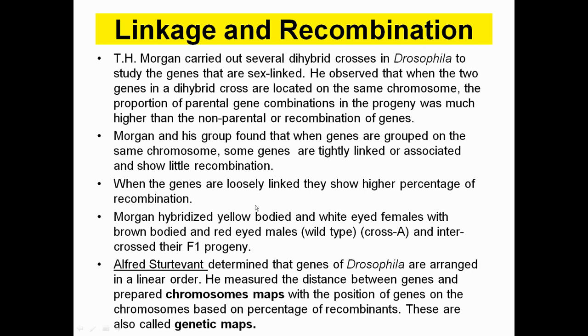Morgan hybridized a yellow-bodied and white-eyed female with a brown-bodied and red-eyed male, that is wild type, and intercrossed the F1 progeny. Alfred Sturtevant was a fellow of T.H. Morgan. He was actually the student of T.H. Morgan, and he arranged genes on the Drosophila chromosome in a linear order and devised the chromosome map. Chromosome maps are particularly used to determine the position of the gene and the linkage and recombinant ratio.